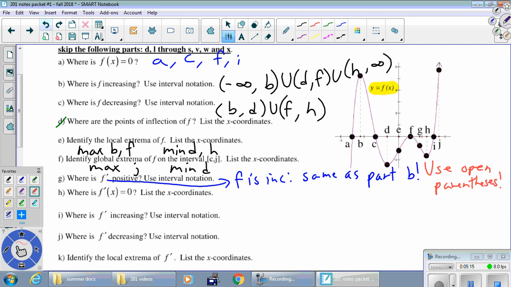Okay, part H, where is f prime of x equal to 0? That is to say, where is this graph flat? And so it's flat up there at the top at B, and then at the bottom at D, and then another relative max at F, and then a relative min at H. Those are the only points where this thing is flat. Same answer as in part E for this problem. Next one, where is f prime increasing? Use interval notation.